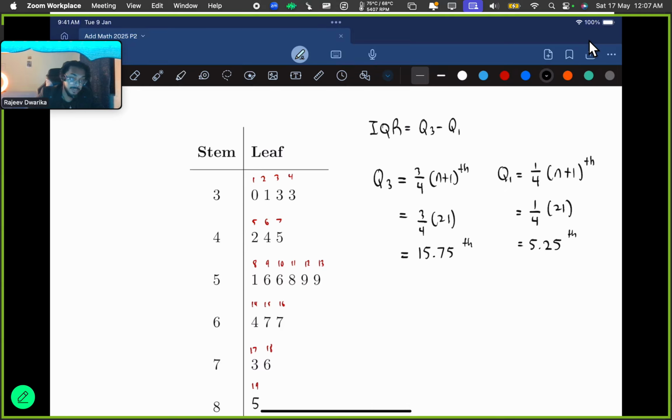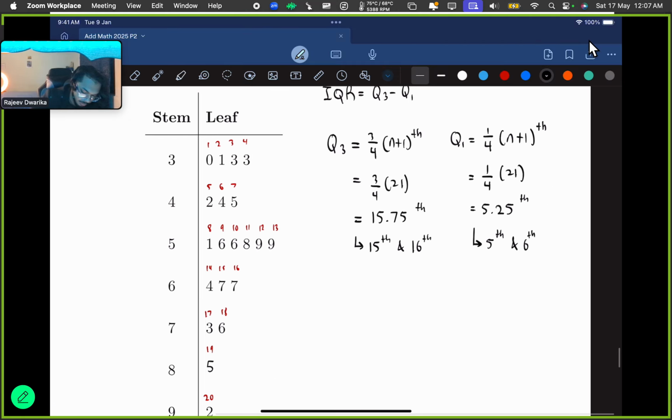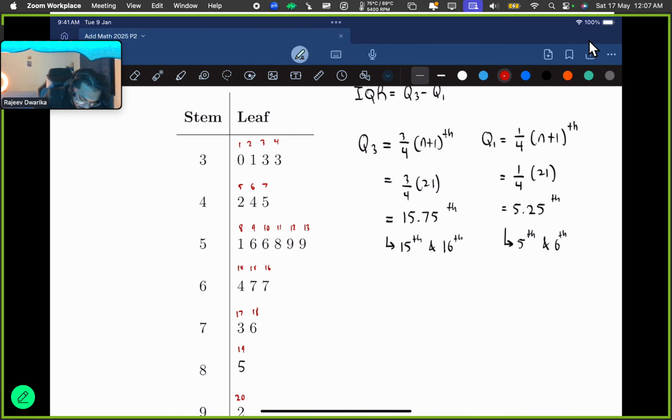So 15.75 would be between the 15th and 16th term. Yeah, 15th and 16th: 67 plus 67, so 67. Right, 5.25 is between the 5th and 6th: 42 plus 44, 86 divided by 2, so 43. Oh yeah, I think we said that.